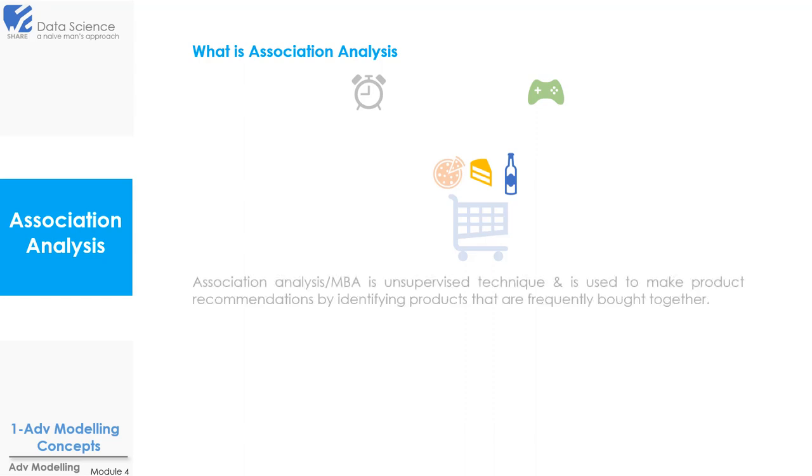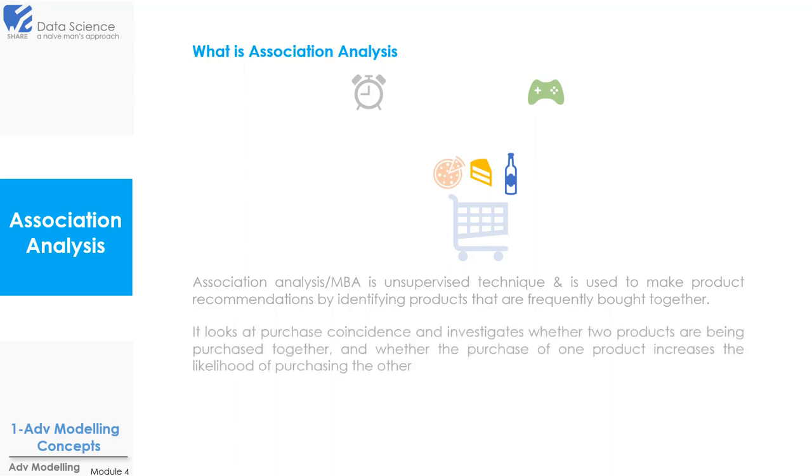So association analysis or market basket analysis is an unsupervised machine learning technique, and it is used to make product recommendations by identifying products that are frequently bought together. This is what we have just discussed. So what it does is, it looks at the purchase coincidence and investigates whether two products are being purchased together and whether the purchase of one product increases the likelihood of purchasing the other product.